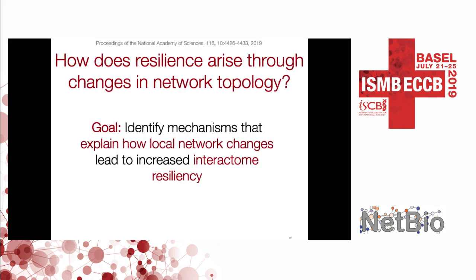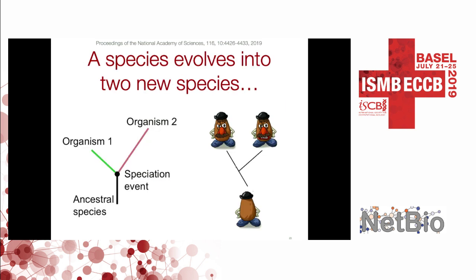Well, this is really an observation at the global level, because we have this notion of resiliency of the interactome at the entire network level. Now, the next question is, what are those local network changes that would give rise to a globally resilient interactome? In order to understand that, we're thinking about local interaction neighborhoods and trying to understand what happens when we see a speciation event and a species evolves into two new species.